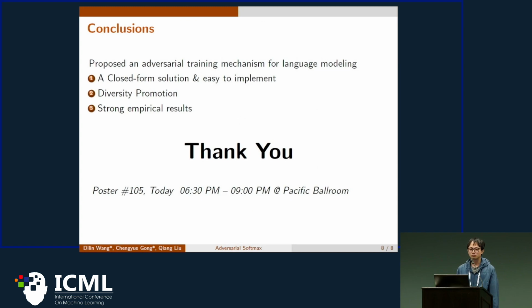To summarize, in this work, we propose to improve language modeling with adversarial training, and the algorithm is simple and super easy to implement in practice. And we show that our algorithm promotes diversity in word embeddings and demonstrates strong empirical performance on several benchmarks.